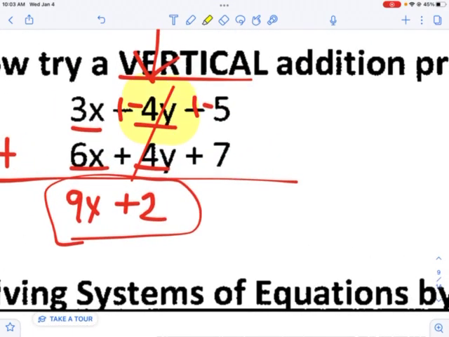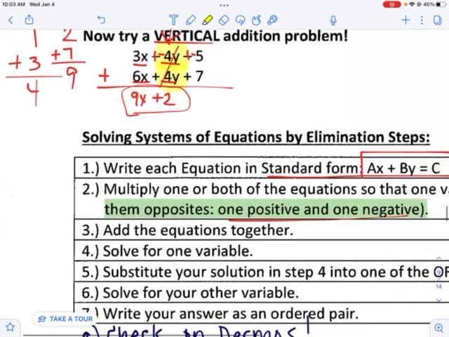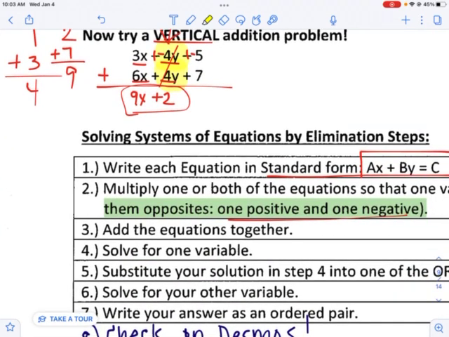Negative 4y and 4y. Those are opposites. When you add them, they add to 0. That's what you're looking for. In the first set of problems that we're going to go through, you will not have to do step 2. However, when we move later in the notes, yes, we will have to make opposites.